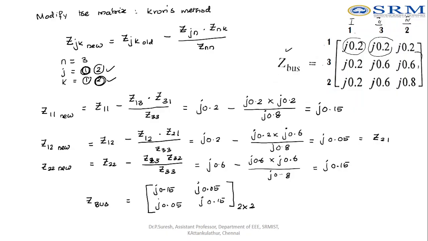So this is how we can eliminate one of the rows and columns using Kron's methodology. For the given power system, this is the Z bus matrix. This is the way by which we can build the matrix one by one, and finally we can reach the answer.